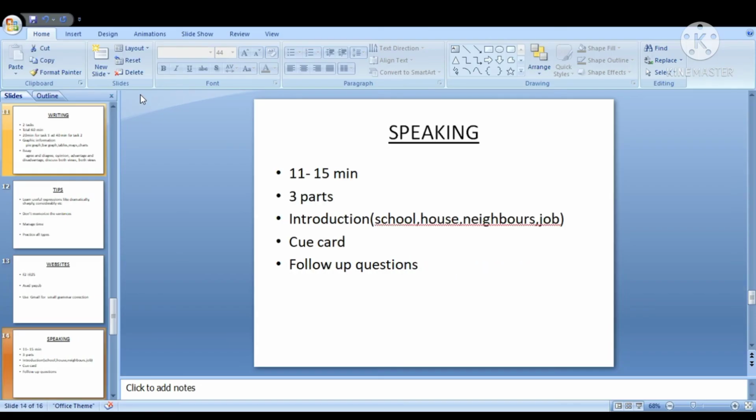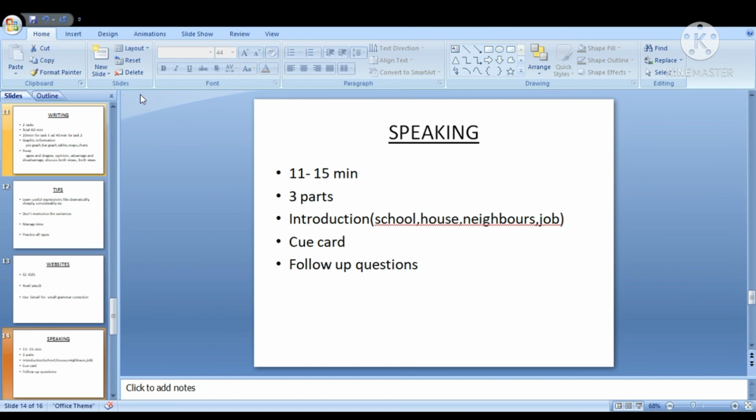And coming to the last module, speaking: when we book our IELTS examination, we will get the speaking date before or after the main IELTS examination. The speaking exam is only about 11 to 15 minutes, and in the speaking examination there will be three parts. The first is introduction, the second is the Q card, and the third is follow-up questions. In the introduction you can get questions like school, house or neighborhood, or job, and in the Q card there will be different types of questions. And part 3 is the follow-up questions based on the Q card which you got.